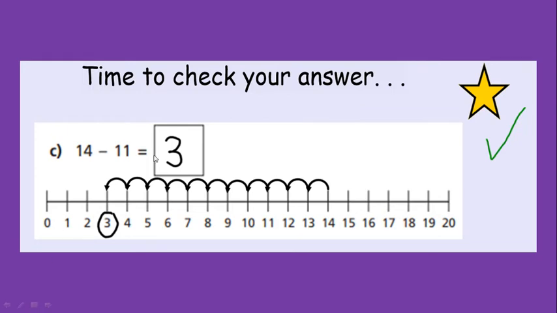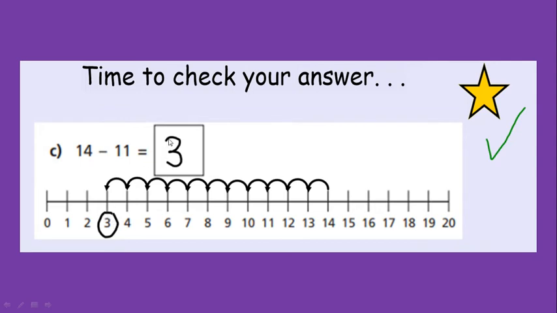Okay, another one that took me a while. So, I started at 14, because that's the number we had, and I've taken away 11. And I have jumped back in ones, so I've jumped back 1, 2, 3, 4, 5, 6, 7, 8, 9, 10, 11, and I've ended up with 3, which is my answer.